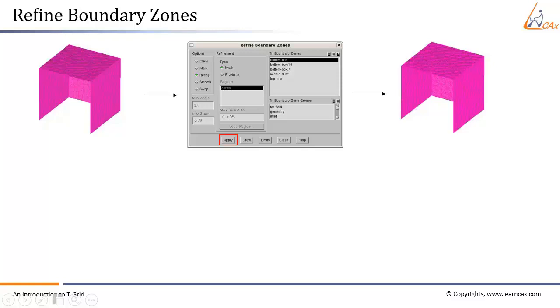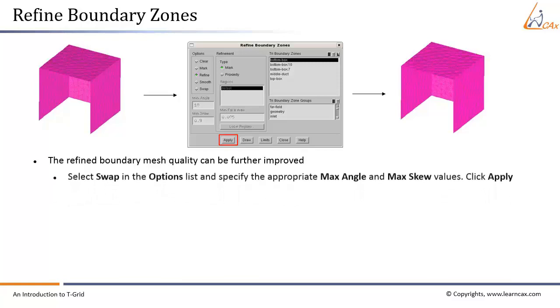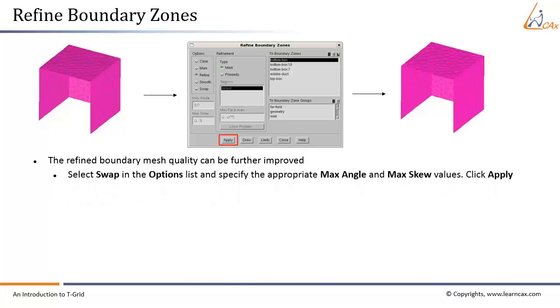Now, again go to the Refine Boundary Zones panel. The mesh in the defined refinement region can be refined using the option Refine under Options and mark as a refinement type so that the marked region will get refined as shown. The refined boundary mesh quality can be further improved. Select Swap in the Options list and specify the appropriate max angle and max skew values. And then click Apply.